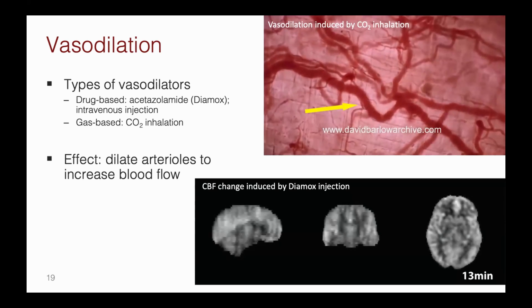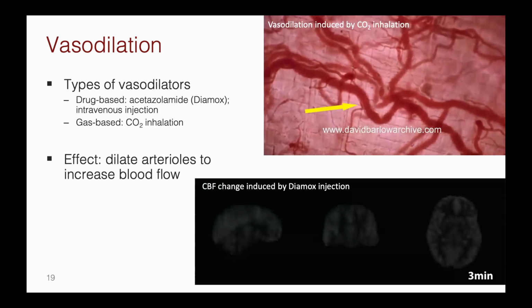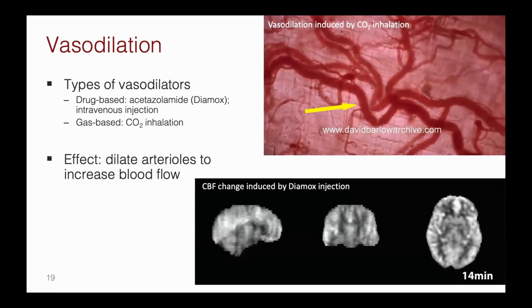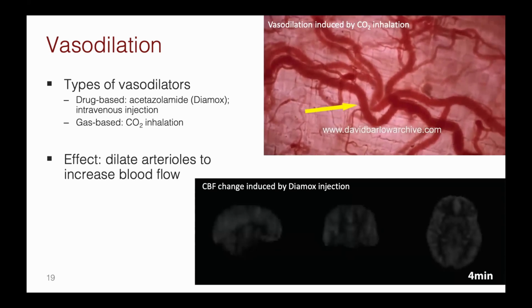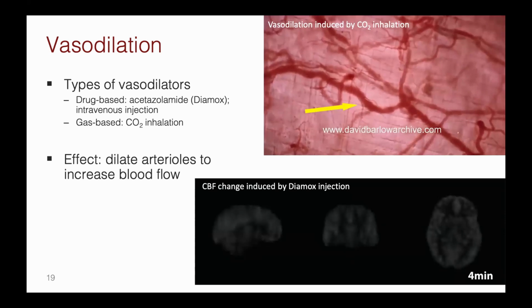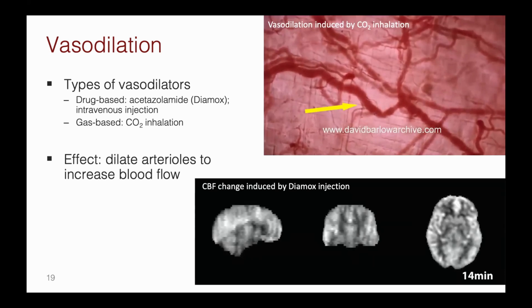For example, acetazolamide or Diamox has this off-label effect of increasing blood flow, and it can be injected through intravenous injection to our patients safely. Now, in less than 5 minutes, there's a significant increase in blood flow.